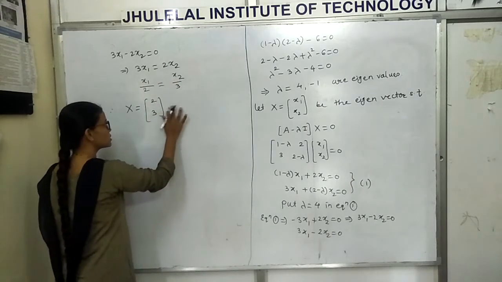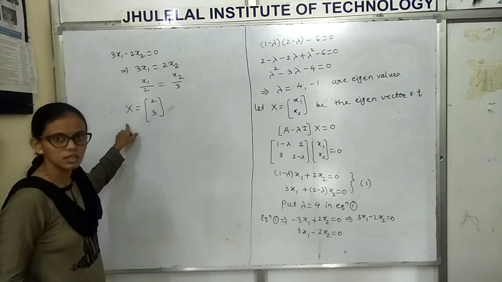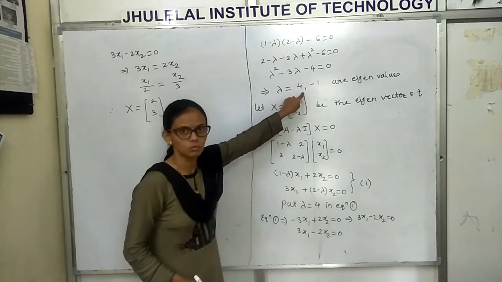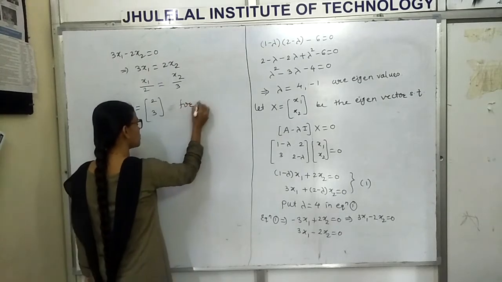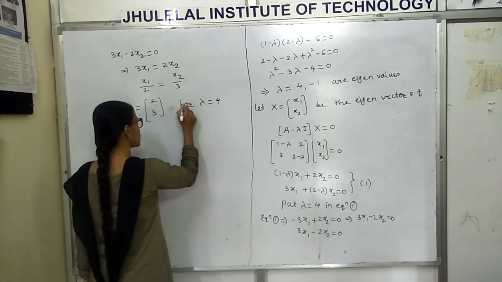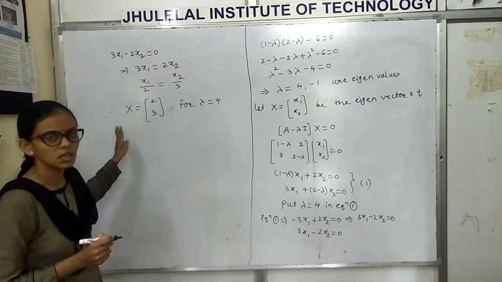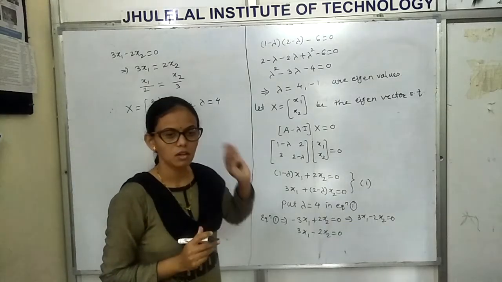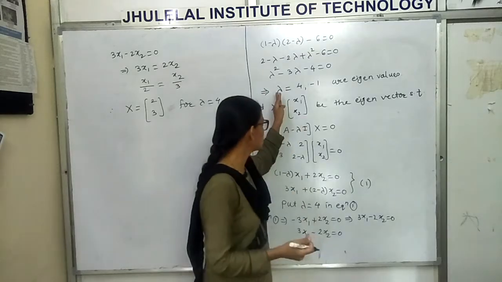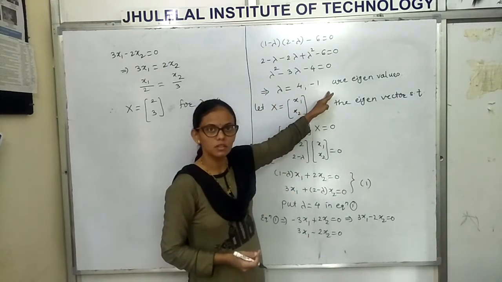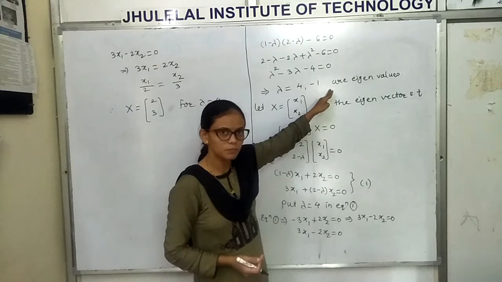So this is the vector we got for the first eigenvalue, that is for lambda equal to 4. For lambda equal to 4, we got the eigenvector. Now the same procedure we have to apply for the other eigenvalue. What is the other eigenvalue? The next eigenvalue is minus 1.